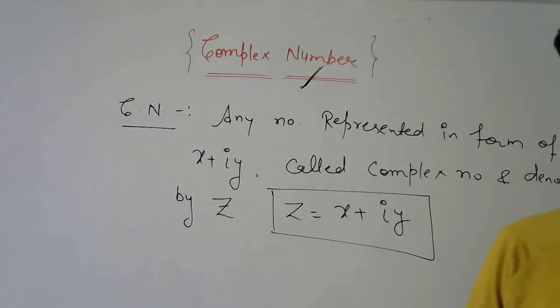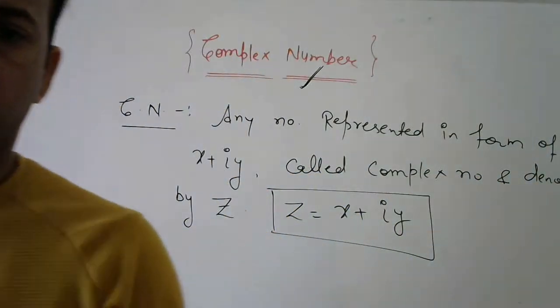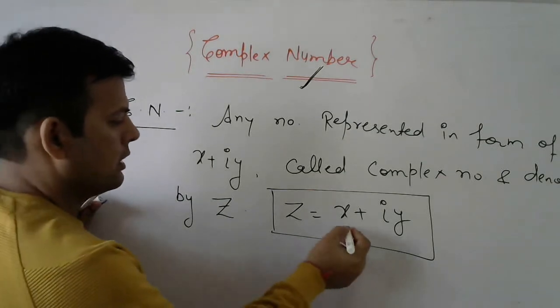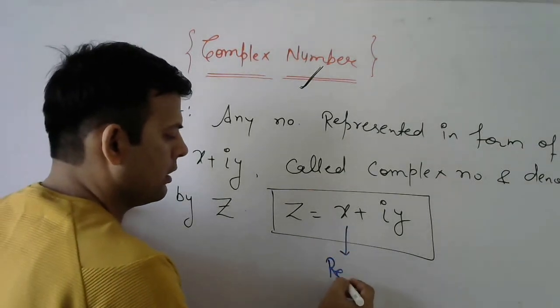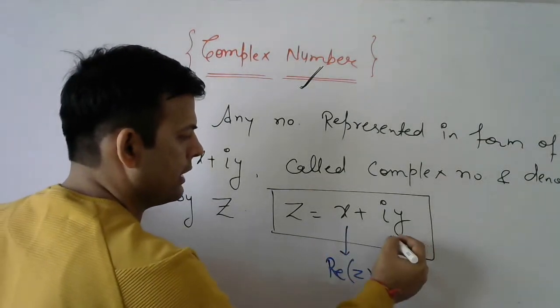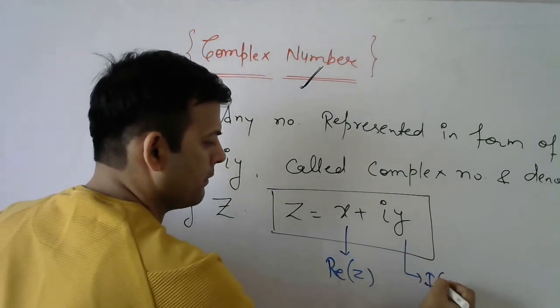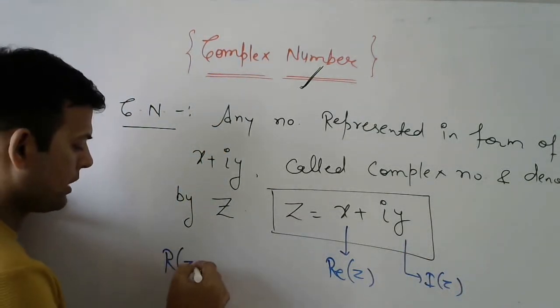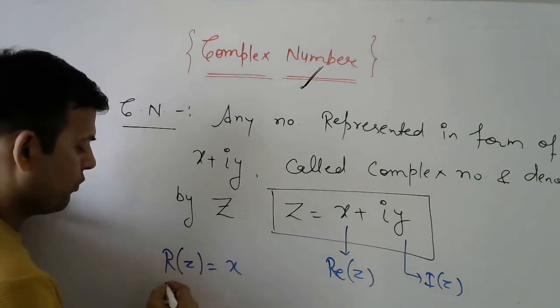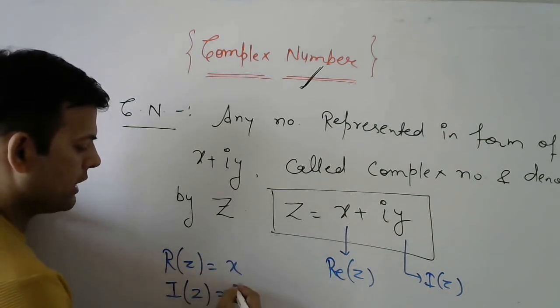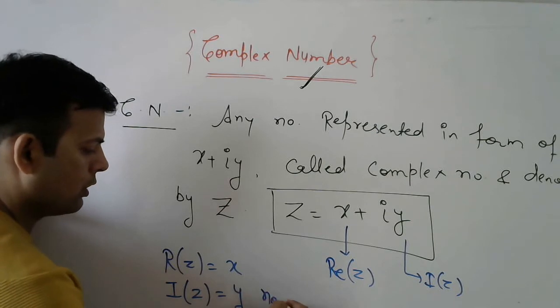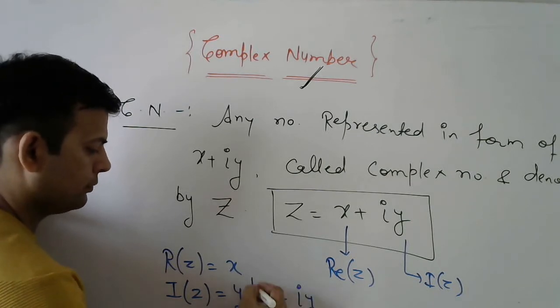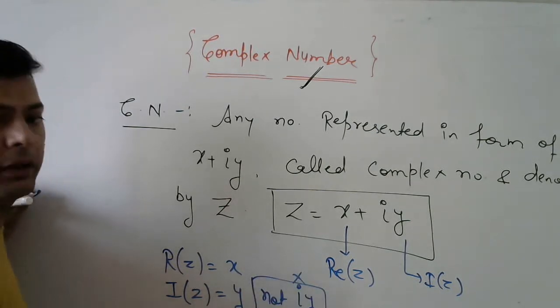Sometimes we misunderstand the concept. We talk about the real part of z and the imaginary part of z. I ask, what is the real part of z? The real part of z will be x, and what will be the imaginary part of z? That will be y, not iota y. Iota y will be the wrong answer.